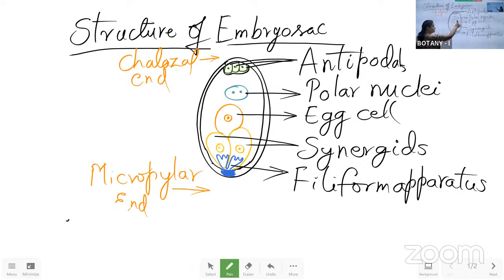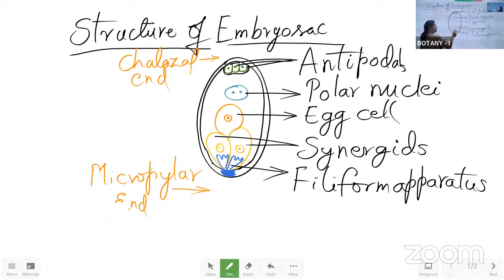Now we have to come to the description of this egg apparatus. The 2 synergids are placed at the micropylar end, covering the egg cell behind them. Like this, the egg cell will be present. This is the egg cell and these are the synergids. So the two synergids will protect the egg cell that is present at the micropylar end. And these two synergids are having the finger-like inward growths from the inner membrane of the embryo sac. So these finger-like appendages, otherwise the growths, are called the filiform apparatus.